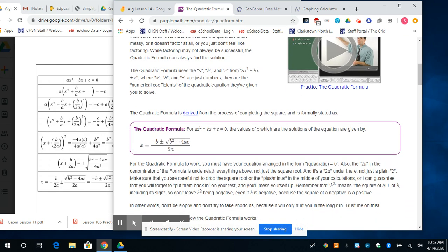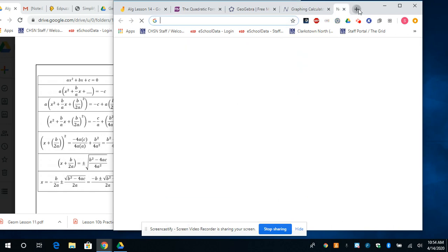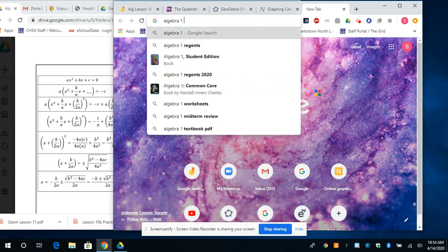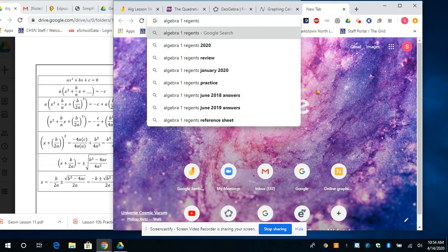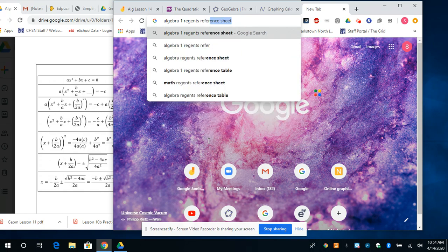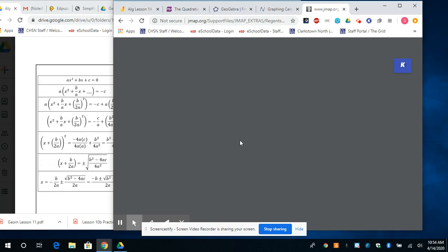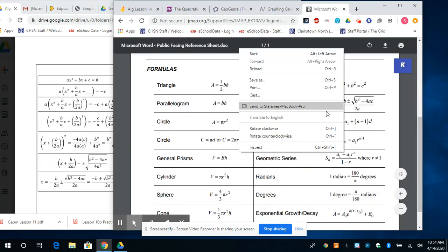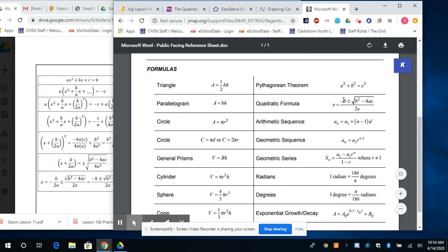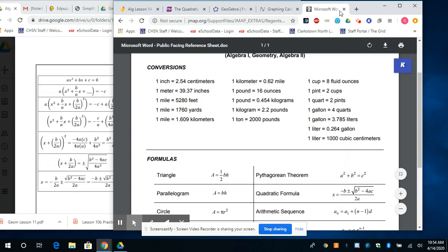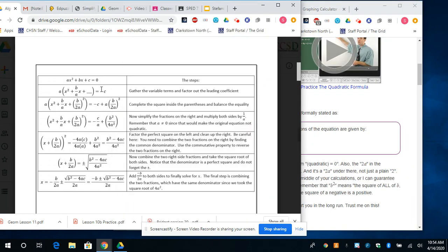If you were taking the Regents, would it be on the Regents? It's a good question. Let's look it up. Algebra 1. Not that you're taking it, but I want to see if it actually, I have it hanging in the classroom, but I'm not in the classroom. Oh, they do give it, so you wouldn't have to memorize it. It's right here, okay? And I can post this too if you guys need it, but you can always Google it. So we're going to practice using it.